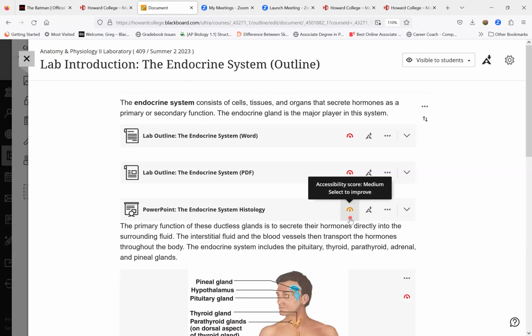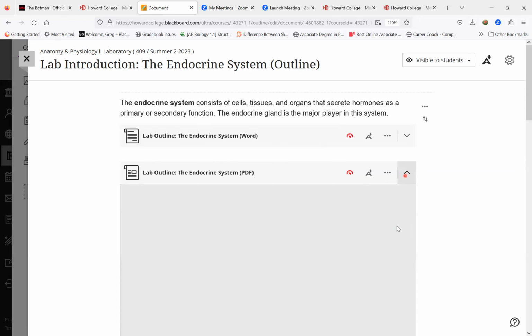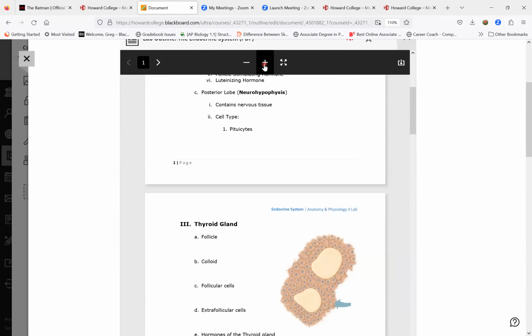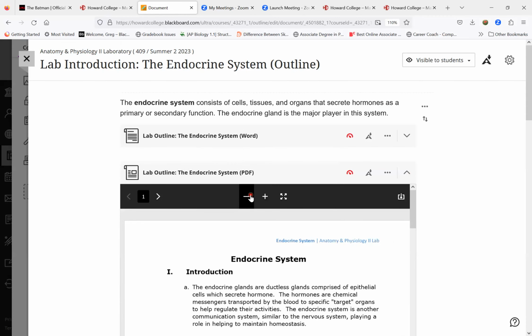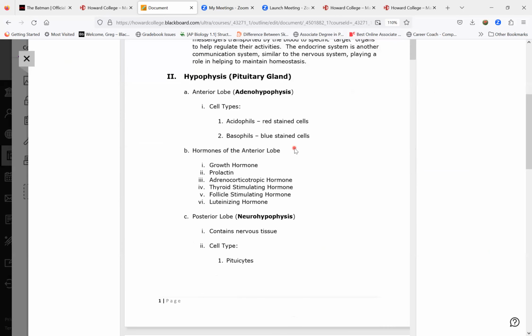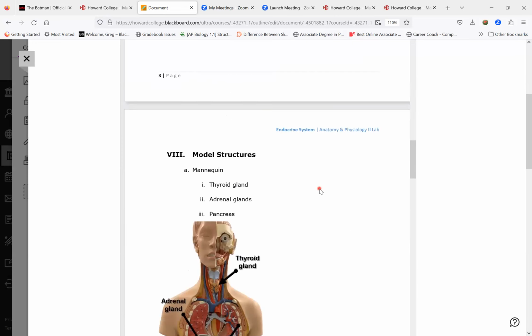Now for the labs in this course, lab outline. This is a Word version or a PDF, whatever you want to use. Here's a PowerPoint. Now, here is what you do in lab. I'm going to make this a little bigger. Usually you have a list of some kind. Lab is more structure. You may have some function questions, but like this is the hypophysis or pituitary gland. See, here are all the different structures that you're going to want to know.